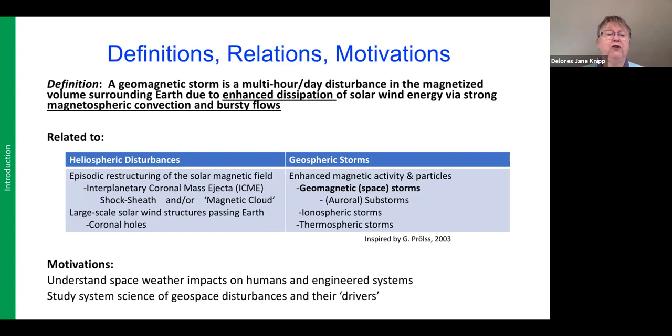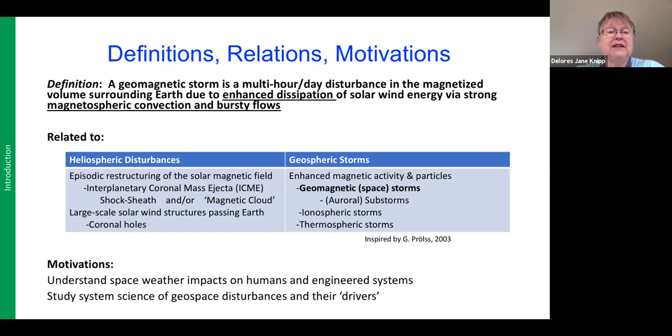So I created my own definition of a geomagnetic storm. It's a multi-day, sometimes just multi-hour disturbance in our magnetized volume that is associated with enhanced energy dissipation. And it typically involves very strong magnetospheric convection, and something called bursty bulk flows, a behavior discovered in the last 20 years, which is going to be illustrated in the movie that I put up a little bit earlier.